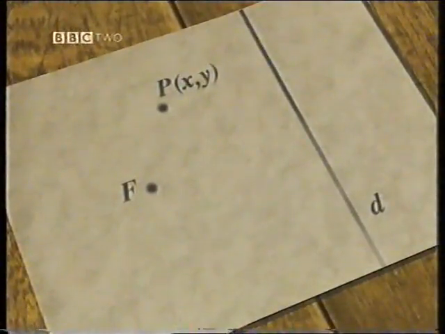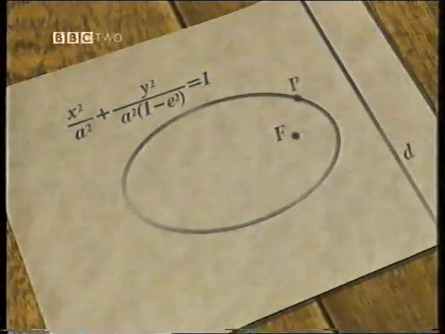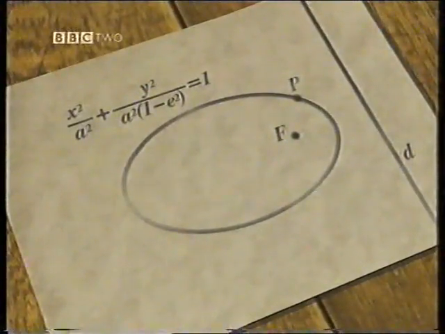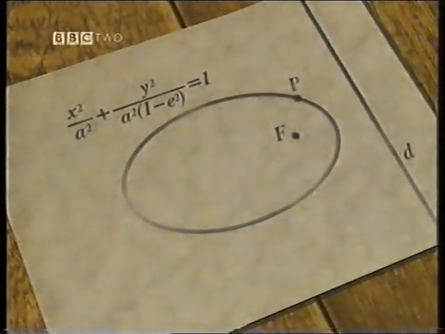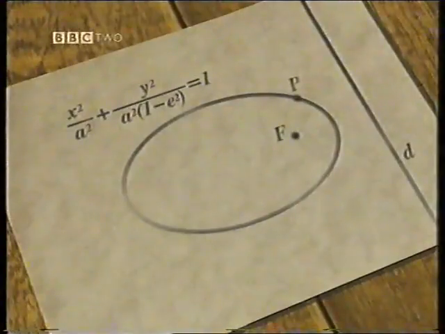Now, the equation of an ellipse is x squared over a squared plus y squared over a squared times (1 minus e squared) equals 1. That's where a is an arbitrary number and e is the eccentricity of the ellipse. That measures how much the ellipse differs from a circle. It doesn't matter if you replace x by minus x or y by minus y. The new point still lies on the ellipse. So the ellipse is symmetric in the x-axis and also in the y-axis.